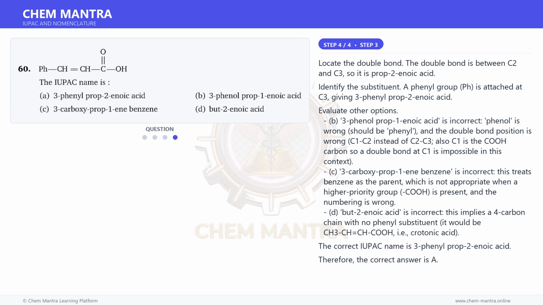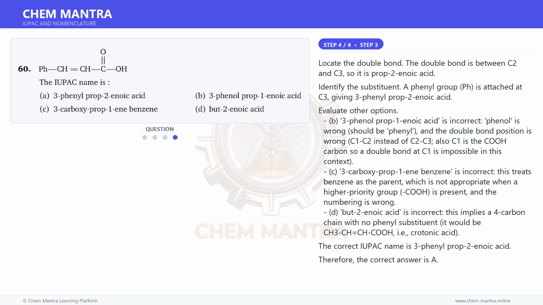Also C1 is the COOH carbon, so a double bond at C1 is impossible in this context. C. 3-carboxyprop-1-enylbenzene is incorrect. This treats benzene as the parent, which is not appropriate when a higher priority group, -COOH, is present, and the numbering is wrong.